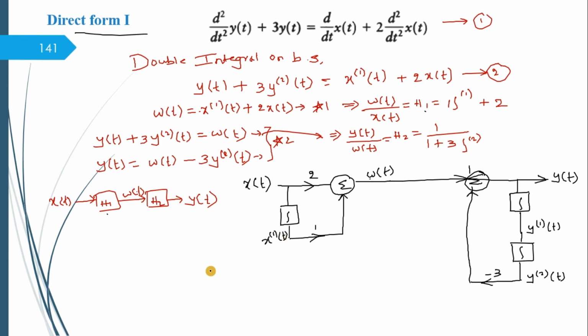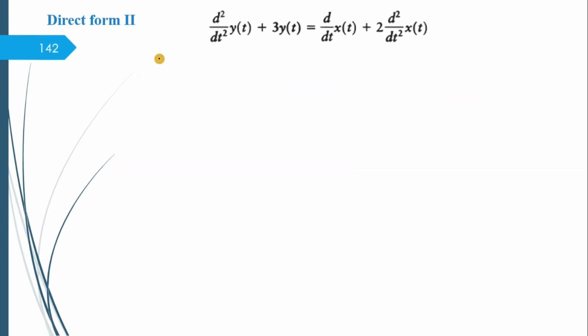The direct form 1. So direct form 2, interchange it. Bring this on the left hand side, take this onto the right hand side. That's it. We'll do it. Or else you can interchange h1 and h2 both. So let me write h1 and h2 for your reference. So y of t divided by w of t is actually h2 of t.